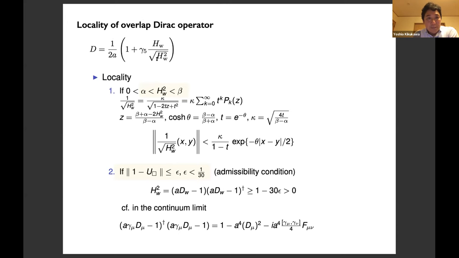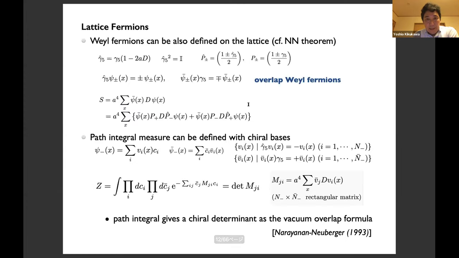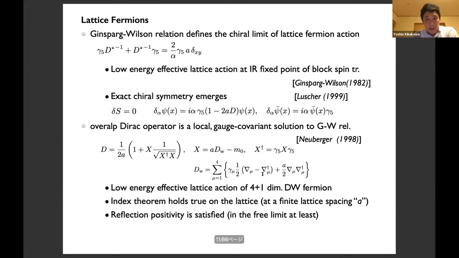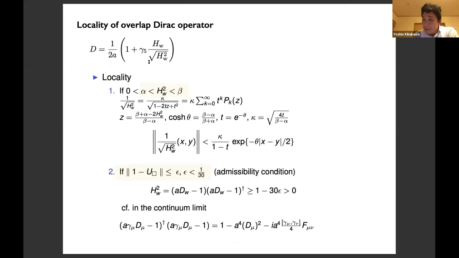Since we have this factor, we can show the following things. If this is the square of the Hermitian Wilson Dirac operator, and this HW is defined by D. Since we have this chiral conjugate relation with gamma 5, if we multiply gamma 5 to X, it is a Hermitian operator. Let me denote this Hermitian Dirac operator by HW. Okay. Then the overlap Dirac operator can be written in this expression.